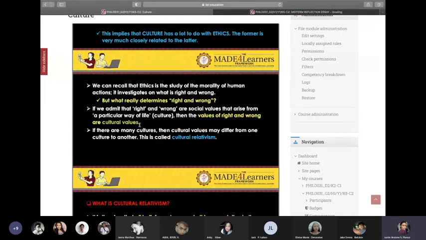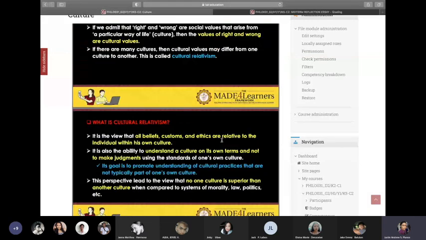If there are many cultures, then cultural values may differ from one culture to another. This is called cultural relativism. So we have now this notion, cultural relativism. Since there are many cultures in the world, there is, for example, a Western culture and an Asian culture, and specifically there are different subcultures within these cultures. In Asian culture, we have the Filipino culture. Since there are many cultures, cultural values also differ from one culture to another. This is what we call cultural relativism. What is cultural relativism?